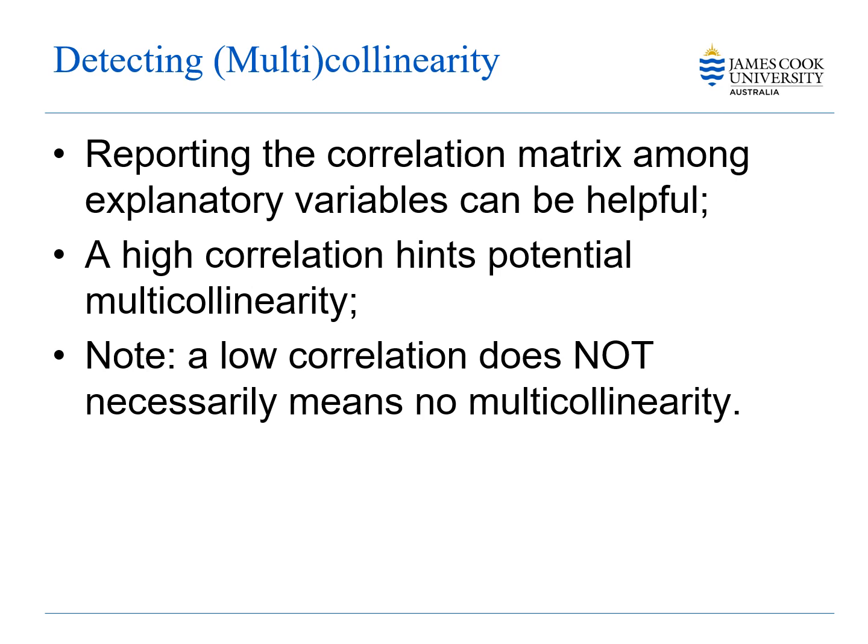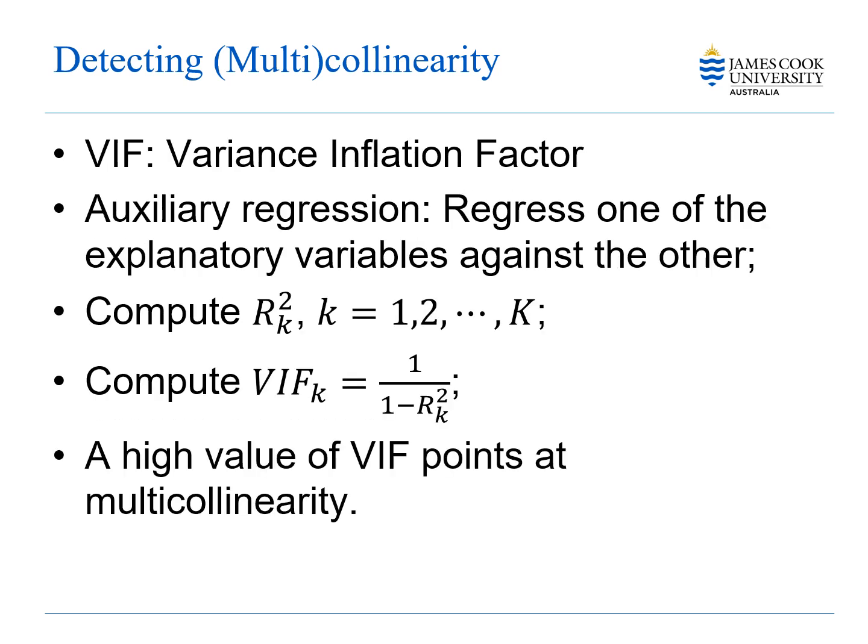So in our regression, how can we detect multicollinearity issues? First, you can report the correlation matrix among the explanatory variables. This can be helpful. A high correlation will hint at potential multicollinearity. However, you want to know that a low correlation does not necessarily mean that there is no multicollinearity. Or you can use what are called variance inflation factors.